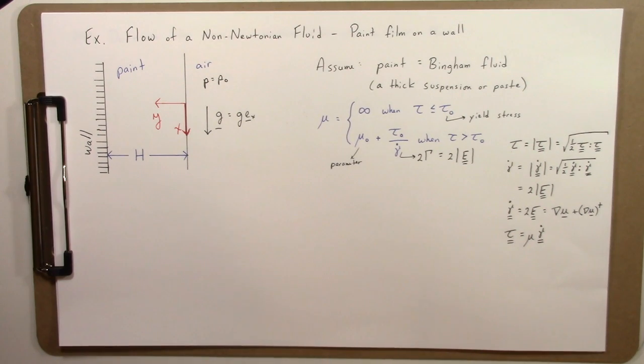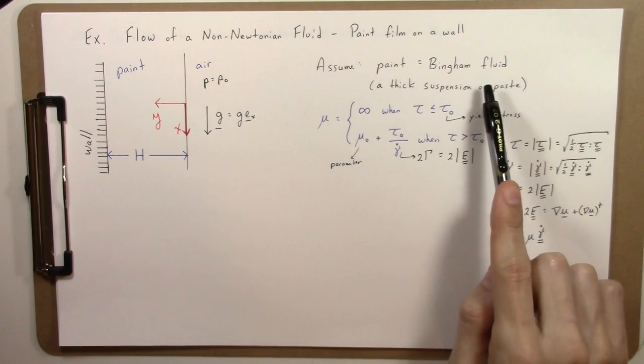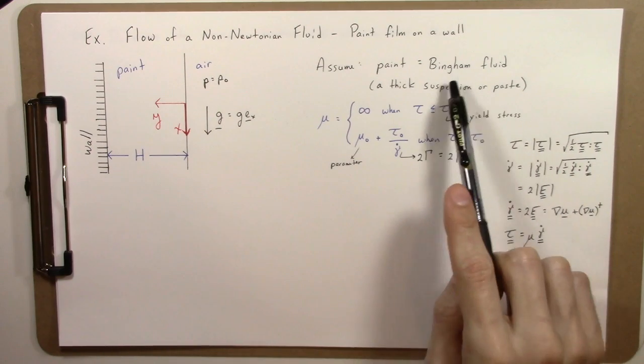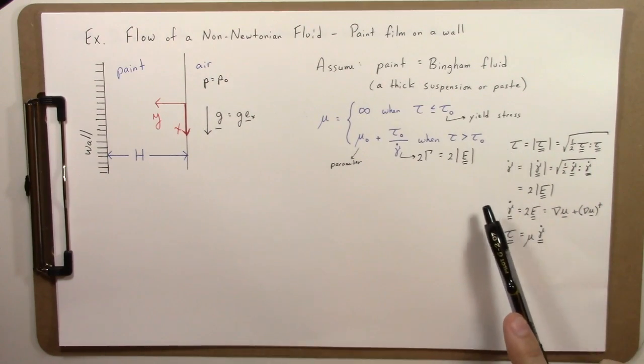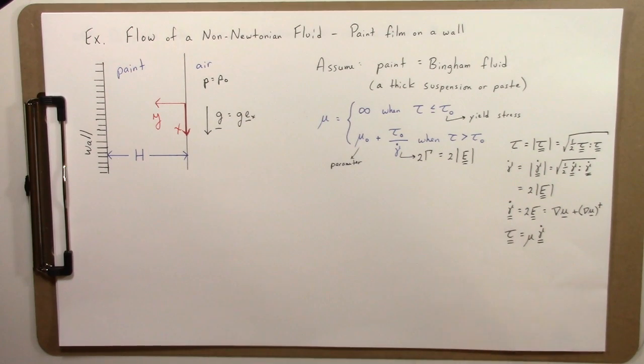Now we're going to assume that paint is a Bingham fluid, also sometimes known as a Bingham plastic. A Bingham fluid can be thought of as a thick suspension or paste. And no flow occurs until a certain critical stress, known as the yield stress, is reached. Then the fluid flows such that part of the stream is in plug flow. For example, there's no velocity gradient. It behaves almost like a solid in the portion of the fluid where the shear stress is less than the yield stress. If the stress is greater than the yield stress, then the fluid flows.